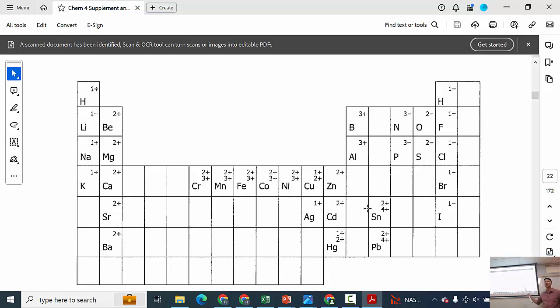This is group 5. If I have an element here, this is minus 2, plus 6. We'll talk more about it later.